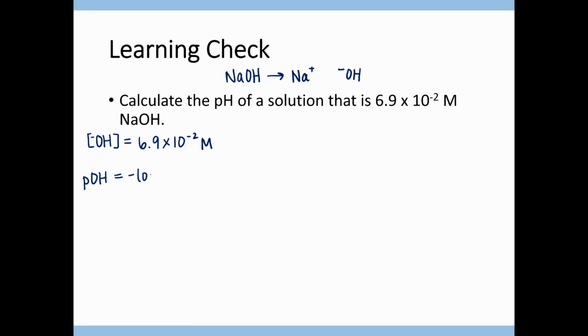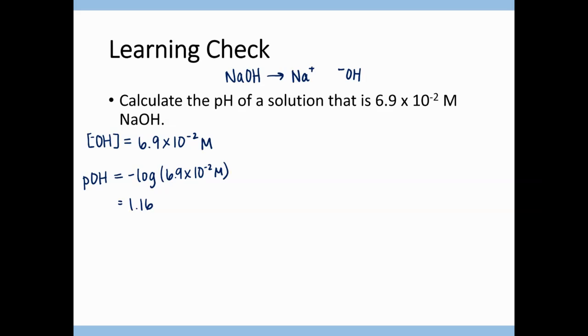pOH is negative log of this concentration. pOH is 1.16. Now, with a low pOH, that indicates the solution is basic. If the pOH is low, then the pH must be high. High pH also means basic.